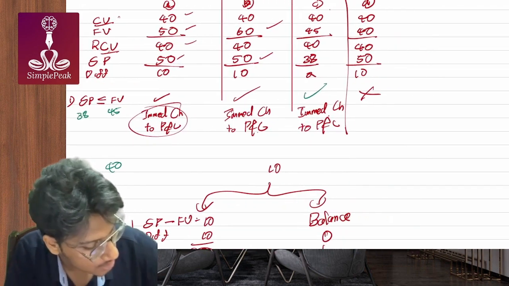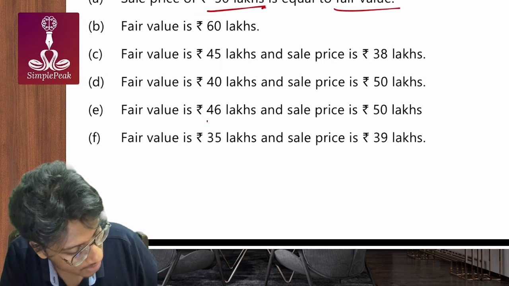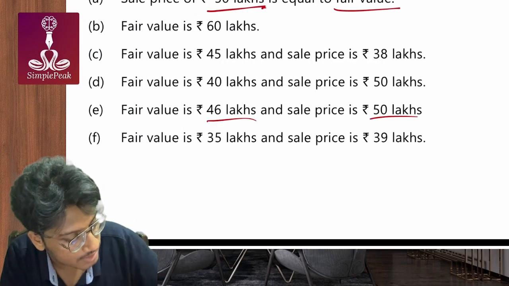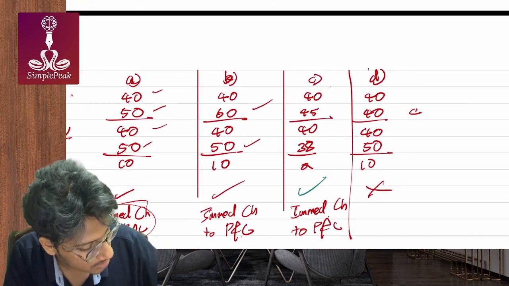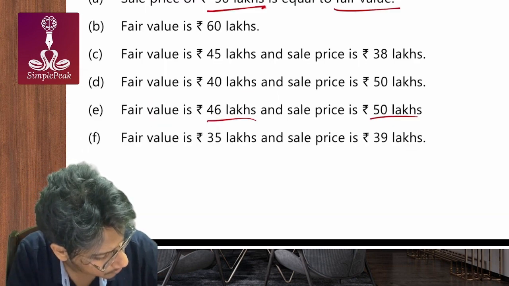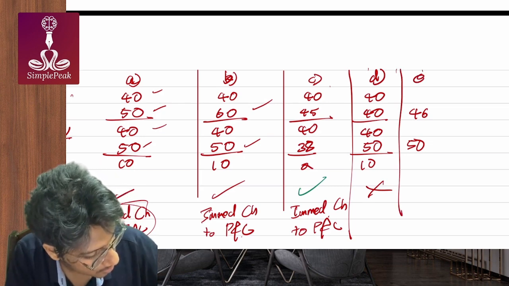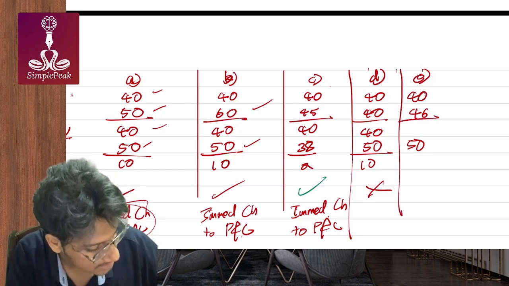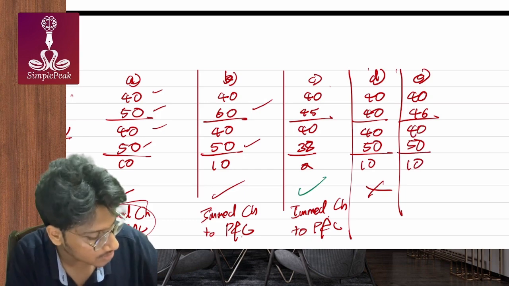Shall we? Yes, we shall. Fair value is 46 and sale price is 50. That's what is given in the question, right? Yeah, E. Carrying value is 40. Whichever is lower, 40. Same to same. Nothing much of a difference. The difference comes as 10.